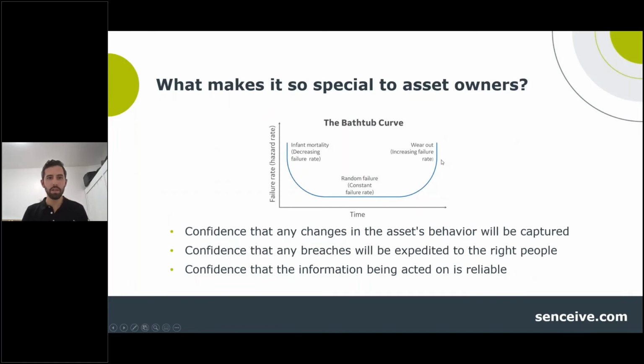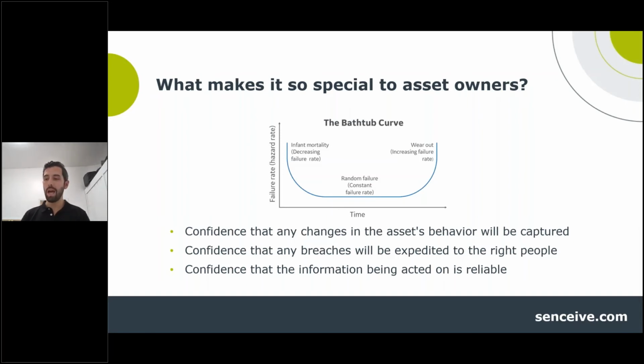So getting close to summarizing this and wrapping it up. What makes this solution so special to asset owners is really having confidence in three main areas: that any changes in the asset's behavior will be captured. You'll be gathering that data, certainly, but having the InfraGuard solution deployed on that asset really is going to instill that confidence that any breaches beyond thresholds will be expedited, right, to the right people, the people managing that asset or this project, with increased data flow, but also that visual verification, and also the confidence that this information is being acted on and is reliable.